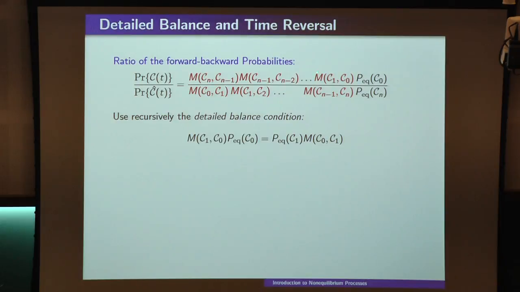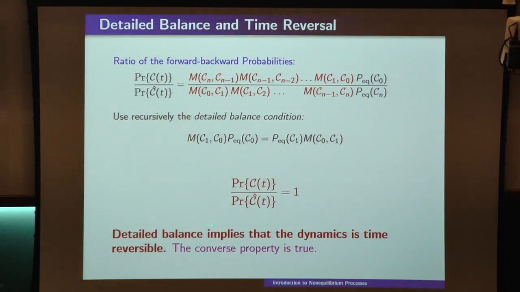I get here Pxc1 multiplied by M C2 C1. I can move it through. I will get M C1 C2 and Px C2, and so on and so on. So I just zip this thing through. This will give me all the red guys here in the right order, because all these arguments will switch, and I will get Pxcn, and in fact, this ratio will be equal to 1. So detailed balance implies time reversal, and the converse property is trivially true.